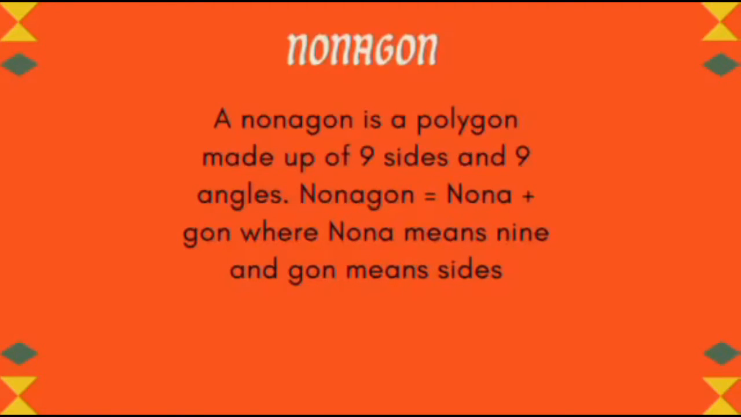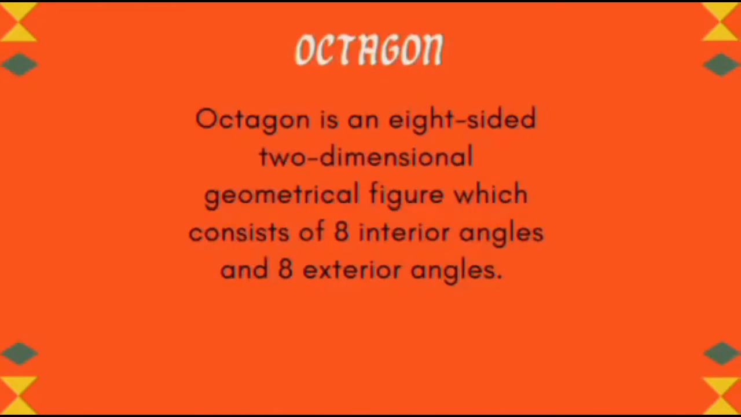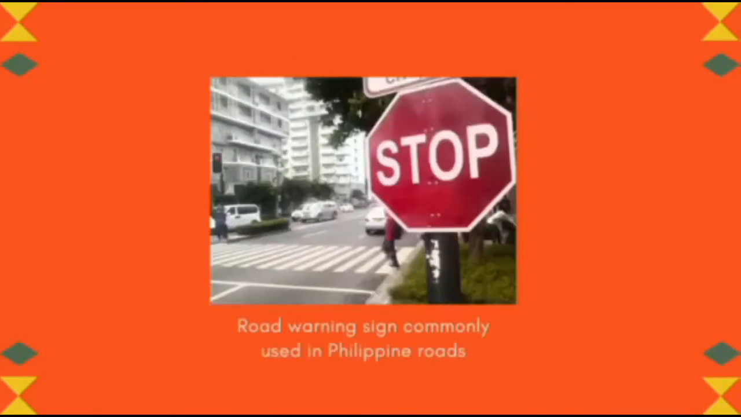Nonagon. A nonagon is a polygon that is made up of nine sides and nine angles. Nonagon. Nona plus gon, where nona means nine and gon means sides. Octagon. Octagon is an eight-sided, two-dimensional geometrical figure which consists of eight interior angles and eight exterior angles.